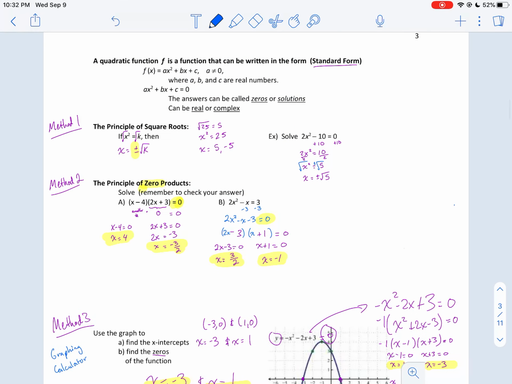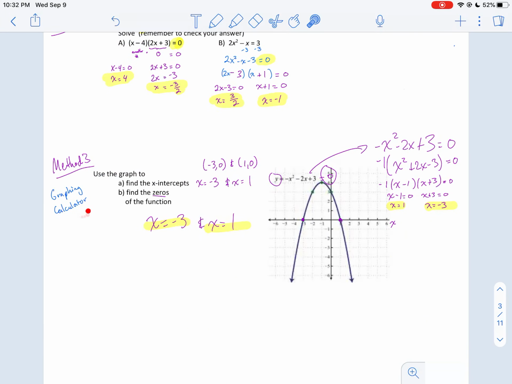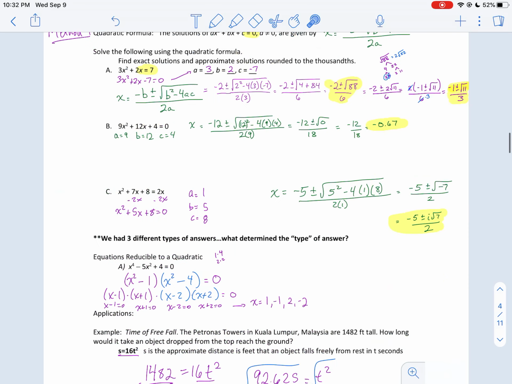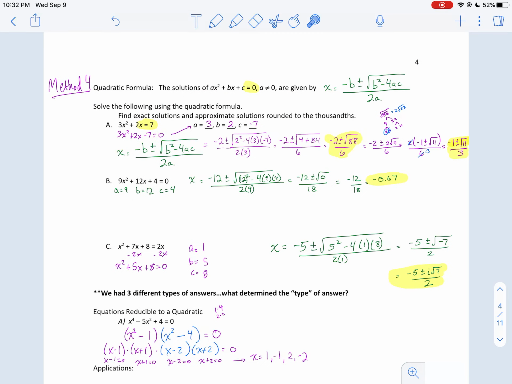So, quick summary, 4 ways to solve a quadratic. You can use square roots. You can factor and use the principle of zero products. You can graph. And you can use the quadratic formula. Now, I will assess you and ask you to do one of each type. I want you to know all 4 types. Sometimes one is quicker than the others, and I want you to be able to use all 4.